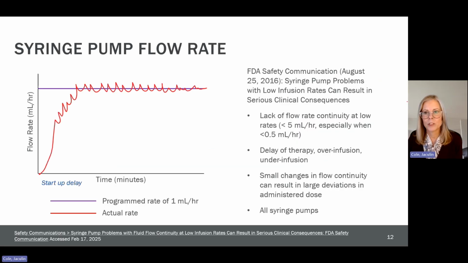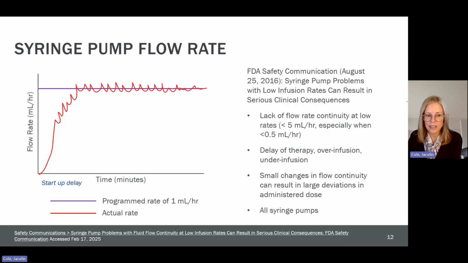When you program a syringe pump infusion at 1 milliliter per hour, for example, what you expect to see is a stable infusion at that rate, shown here by the purple line. But because of the syringe pump mechanism, the characteristics of syringes, and the low flow rate, what you actually see is a period of time before that infusion reaches the desired rate, shown here by the red actual rate line. And this is referred to as a startup delay.